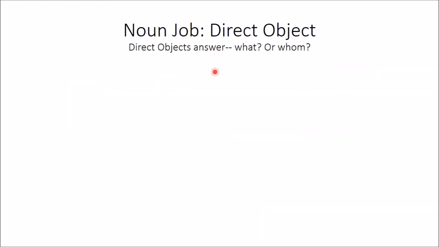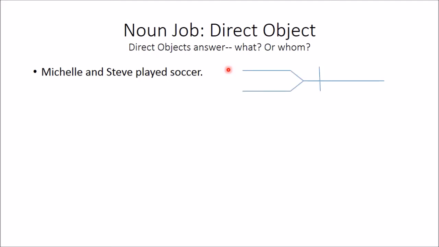So direct objects answer these 2 questions, what or whom. So here are some more examples, and now we're going to diagram them. Michelle and Steve played soccer. First, we'd have a compound subject, right? Michelle and Steve. So we're going to split our subject line and put Michelle and Steve. And what did they do? They played. And then what did they play? They played soccer. So in this sentence, we have 3 nouns.